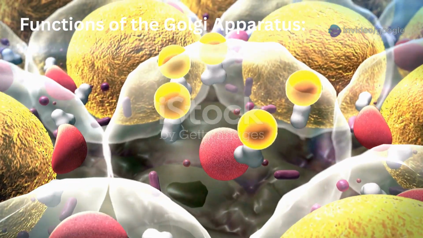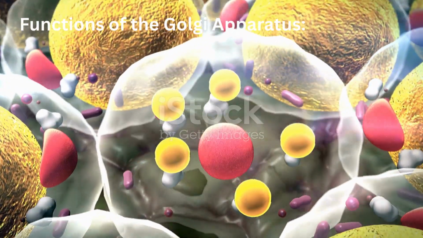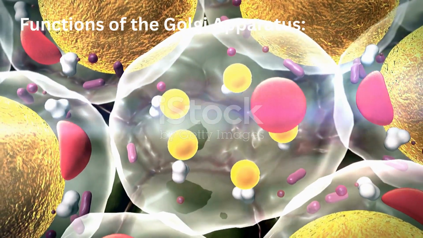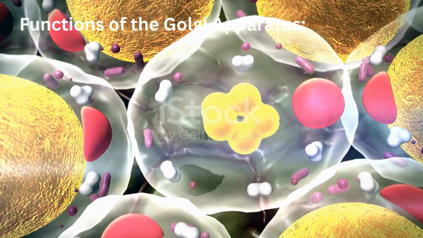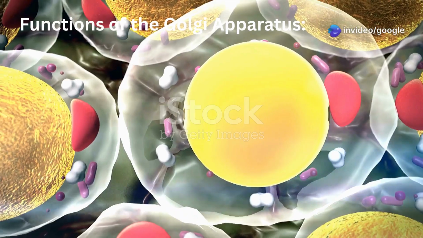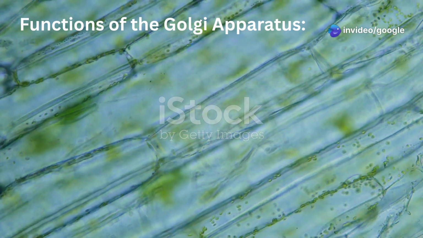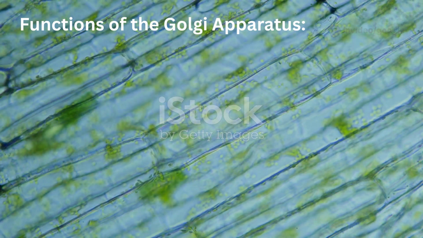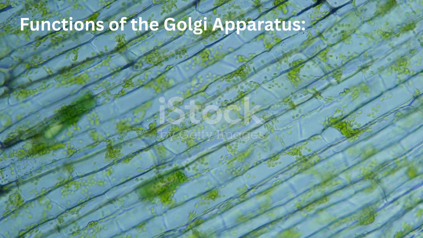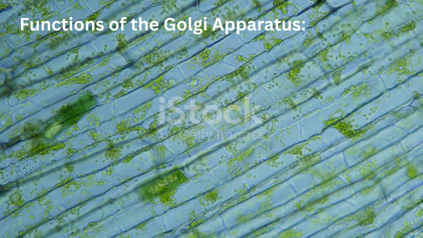Lipid metabolism. The Golgi is involved in the synthesis of certain lipids, including glycolipids and sphingomyelin. It also modifies lipids received from the ER. Polysaccharide synthesis in plant cells. In plant cells, the Golgi is the primary site for synthesizing complex polysaccharides that form the cell wall.